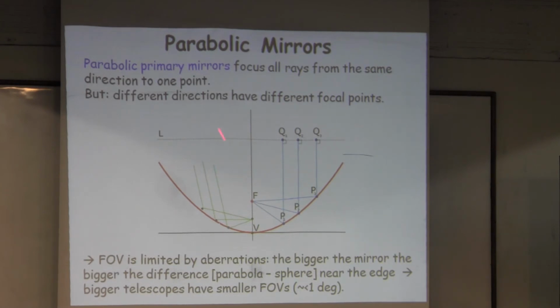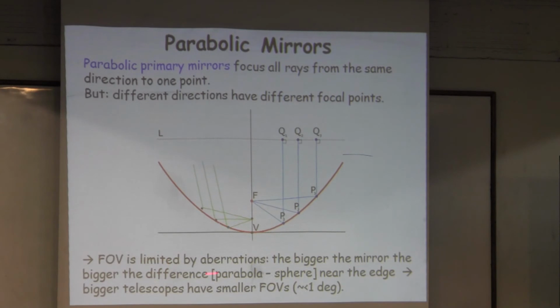Now we have all the rays from the whole pupil coming to the same focus, but if we look at a star cluster, then you have the stars in the center maybe focused, but the stars at the edges of your image are focused to a different point, and that means that they're fuzzy, they're not sharp in the image. And this gets worse the larger the mirror is.